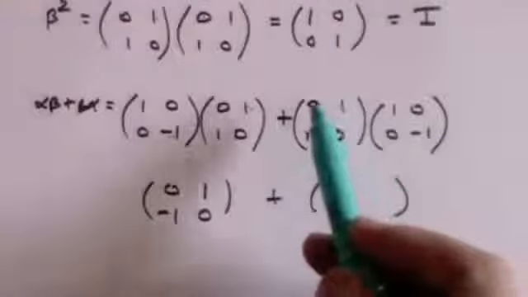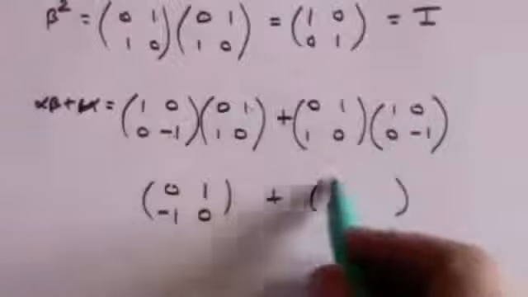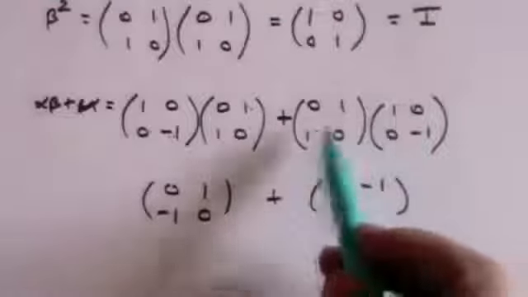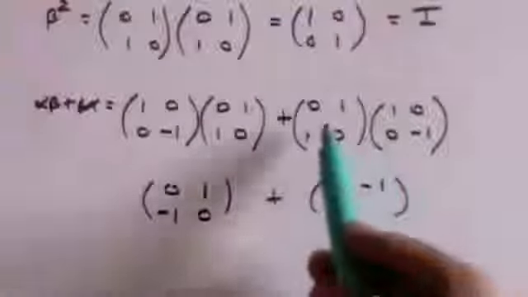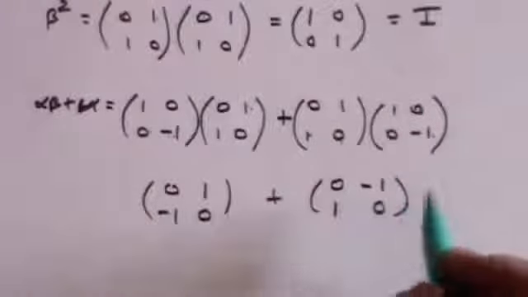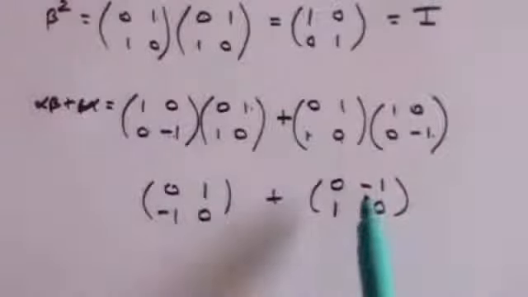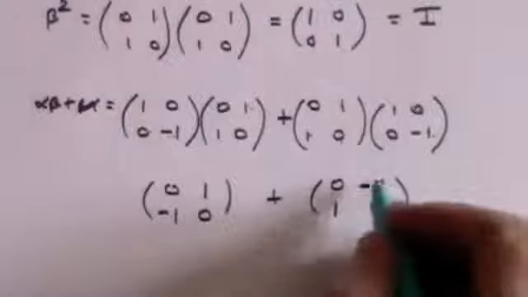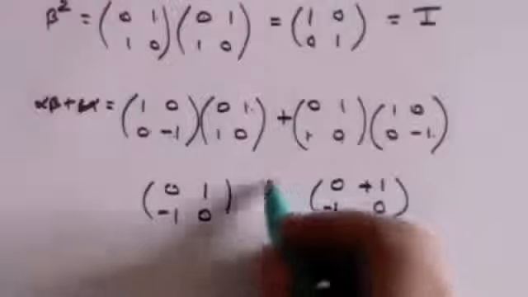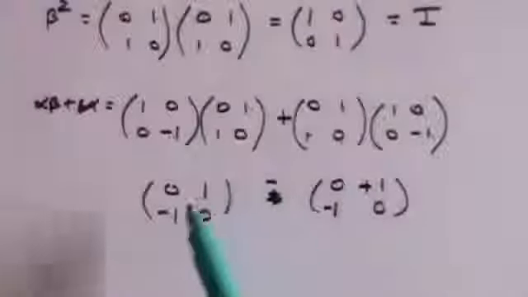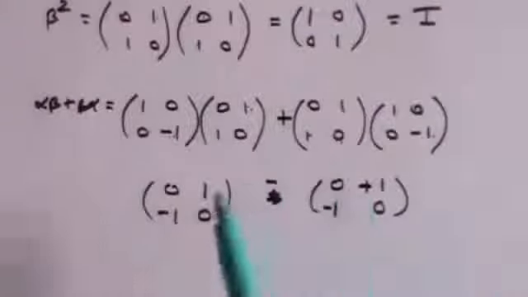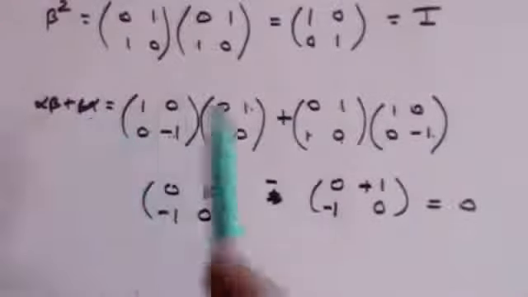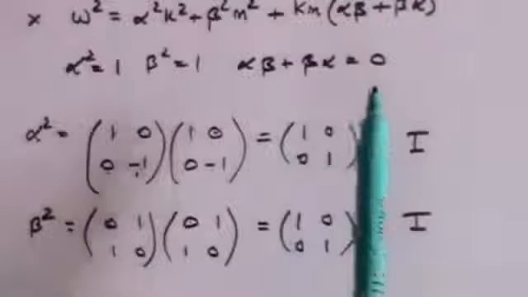And on this side, 0 times 1 plus 1 times 0 is 0. 0 times 0 plus 1 times minus 1 is minus 1. 1 times 1 plus 0 times 1 is 1. 1 times 0 plus 0 times minus 1 is 0. These two are not the same. But what happens if I multiply inside and outside by minus 1? Then that becomes plus 1, that becomes minus 1, and this plus becomes a minus. And now I've got two matrices that are the same. This minus this is equal to 0. So alpha beta plus beta alpha equals 0, which is what we wanted.